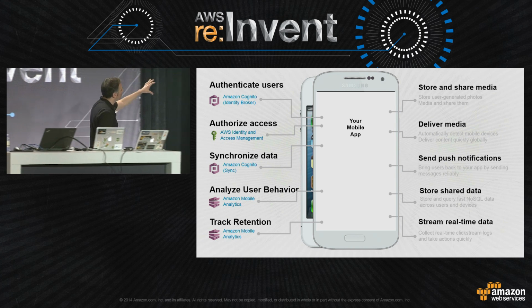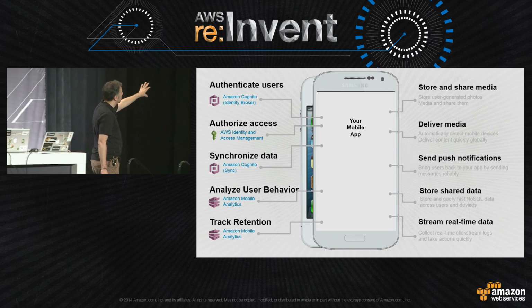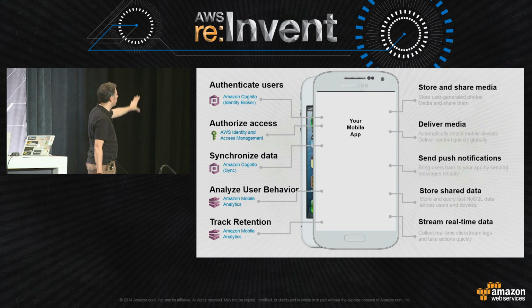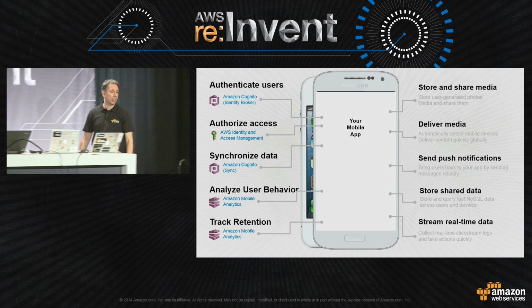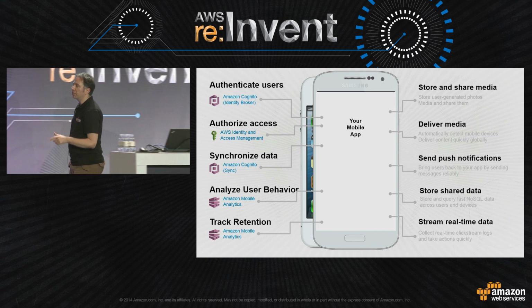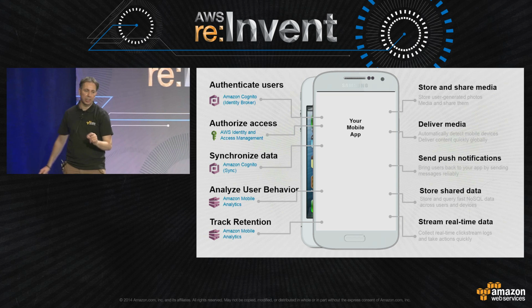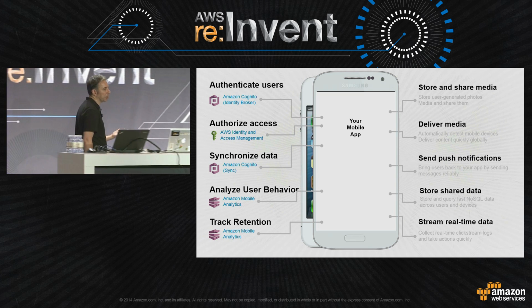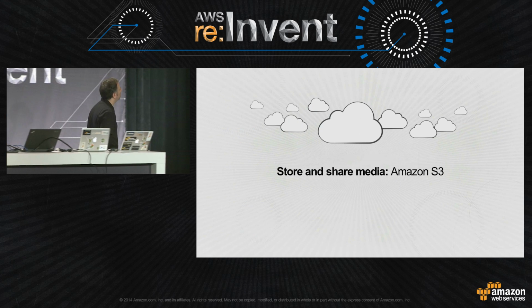Okay, we already saw the mobile analytics console, so I will go forward. We are starting to cover the aspects on the right we saw in the beginning. So we know how to authenticate, authorize access, synchronize data. Now we know also how to analyze user behavior and to track the retention of my application. As you saw, everything was using very few lines of code that were automatically generated by the console. So probably saving a lot of development time here.